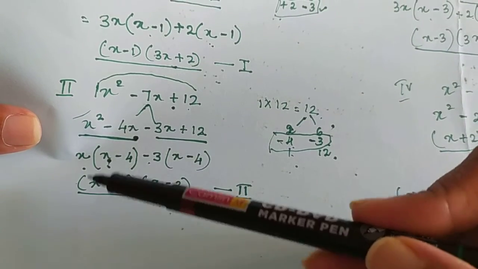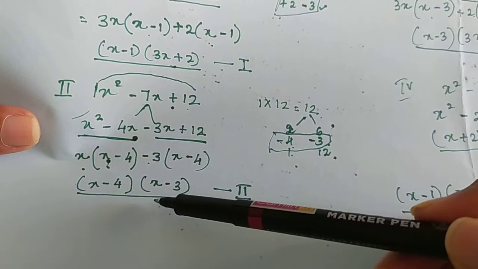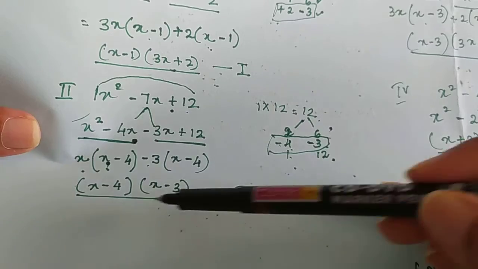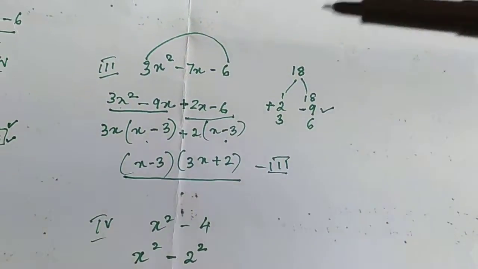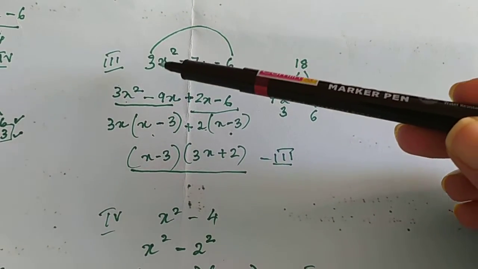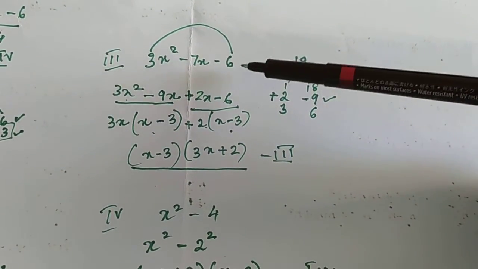Common bracket x minus 4 and the uncommon in another bracket x minus 3. I got the factors to my second number. Now we begin with the third one. The third one is 3x square minus 7x minus 6.